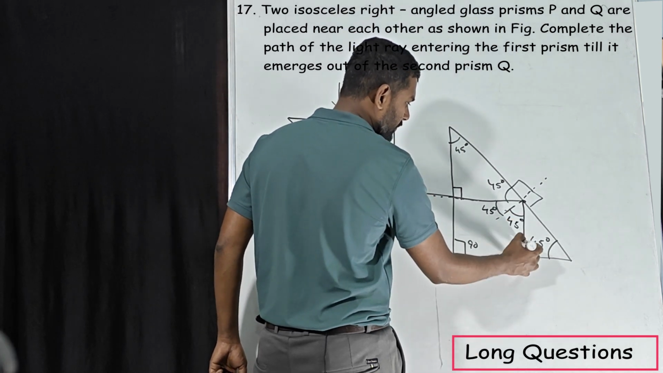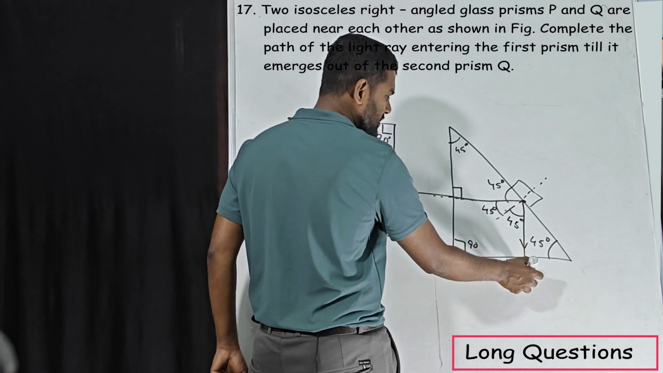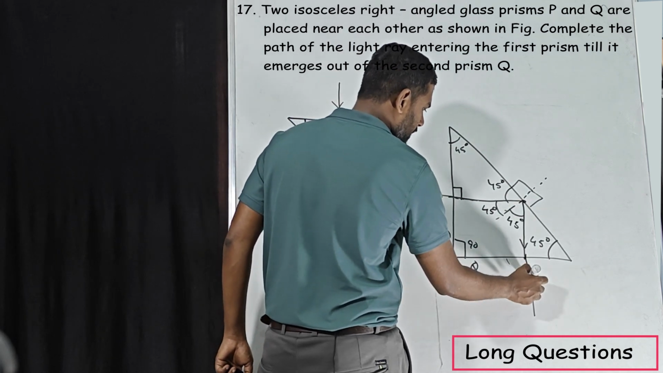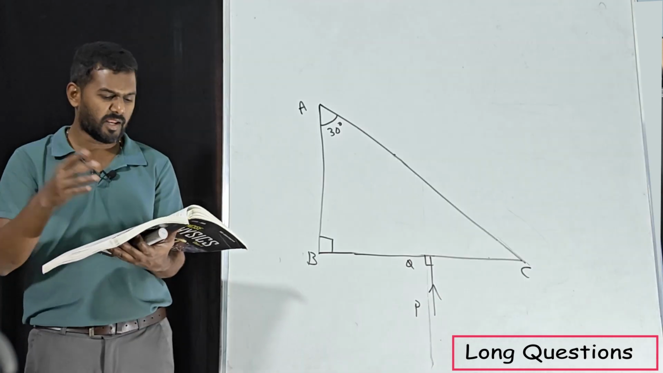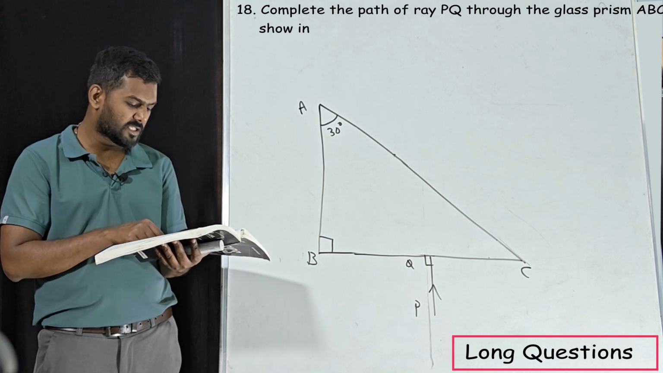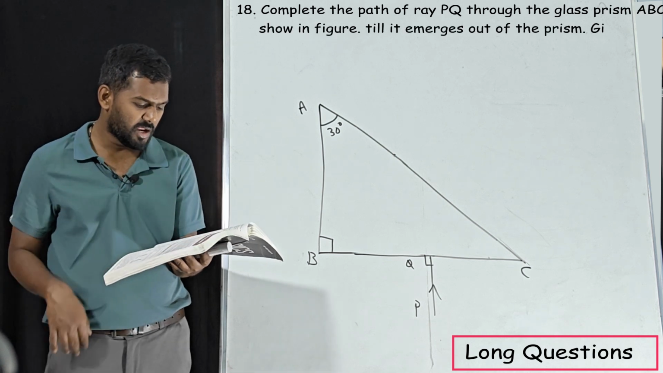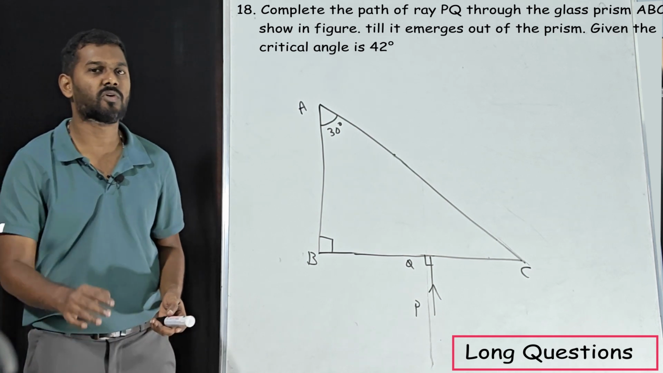Now again it is straight, so keep the protractor here, normal. This ray is on the normal, so without deviation it passes. That's it. This is the diagram they are looking for. Our next question: complete the path of a ray PQ through the glass prism ABC shown in the figure till it emerges out of the prism, given the critical angle of a glass prism is 42 degree.